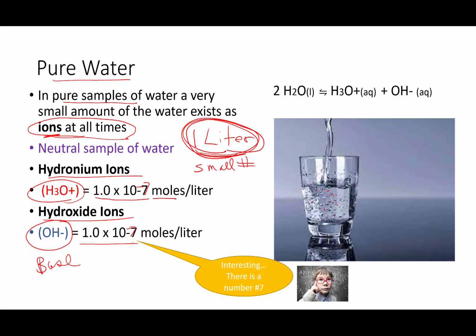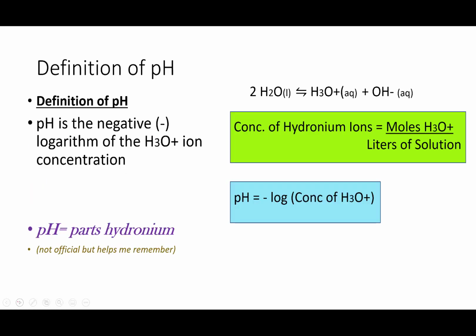So look at this number 7. That starts to give us a clue why neutral water is 7. This is the official definition of pH. So put a big star by this. This is something important to know. pH is defined as the negative logarithm of the hydronium ion concentration of a solution. pH is the negative logarithm of the hydronium ion concentration of a solution. This is the mathematical equation that is used to calculate pH.